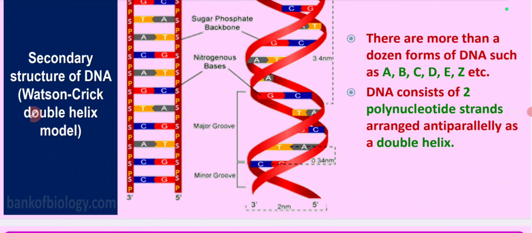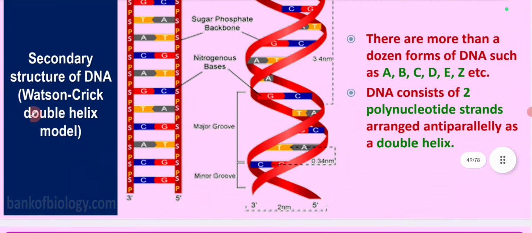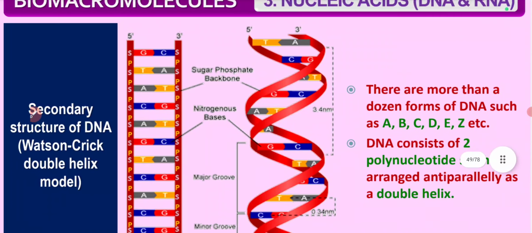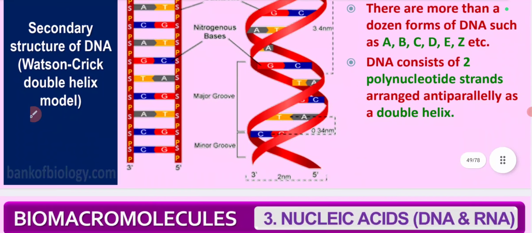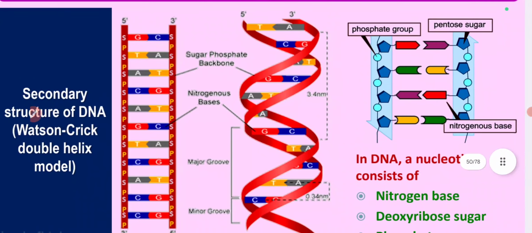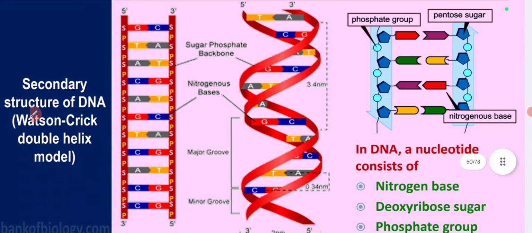And you can see both the strands together make a distance of 2 nanometer, and the nitrogenous bases have a gap of 0.34 nanometer, and you can see a complete helix makes the distance of 3.4 nanometer. Sugar phosphate backbone, nitrogenous bases, major groove, minor groove. Here again the same structure, Watson-Crick model.